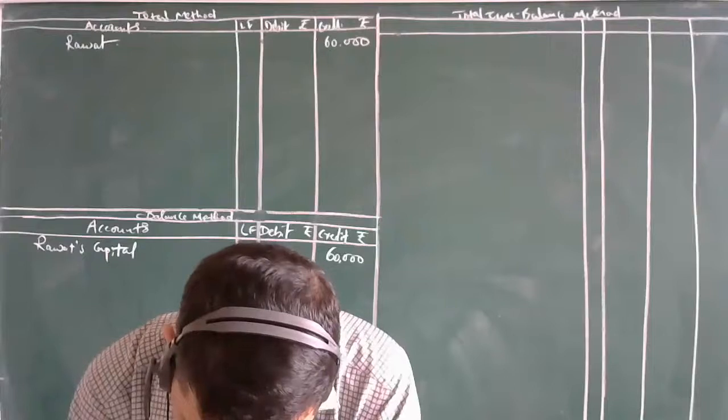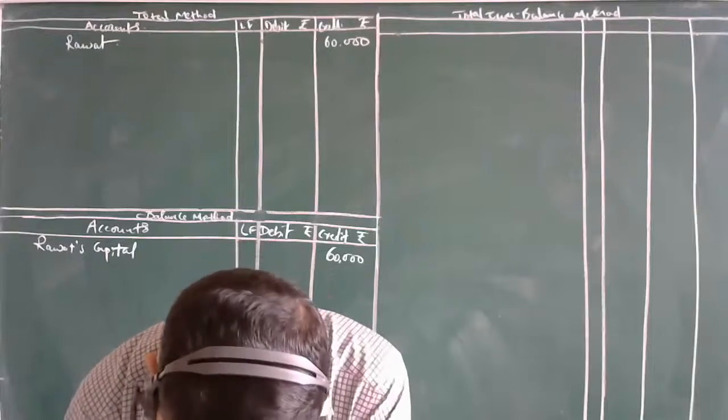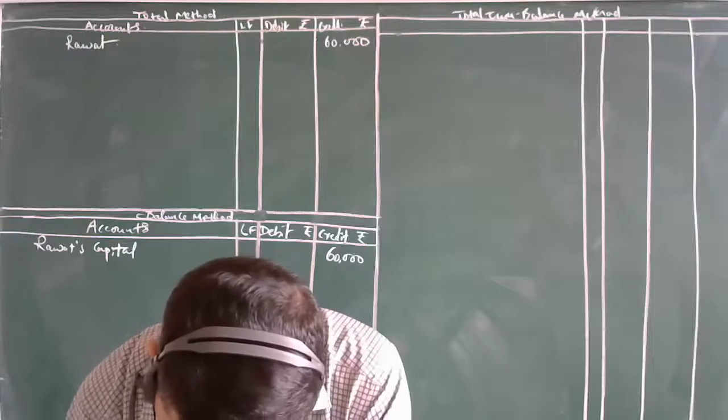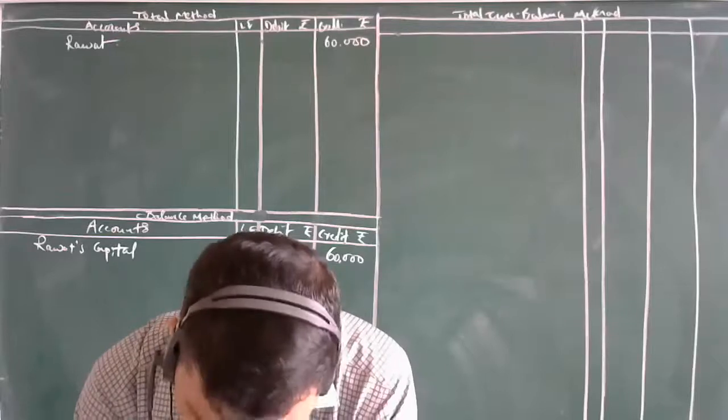Cash, we are having cash 40,000. Then 20,000 balance. Total is 60,000. Total balance is 60,000, and cash is 40,000. So here we are having both entries.